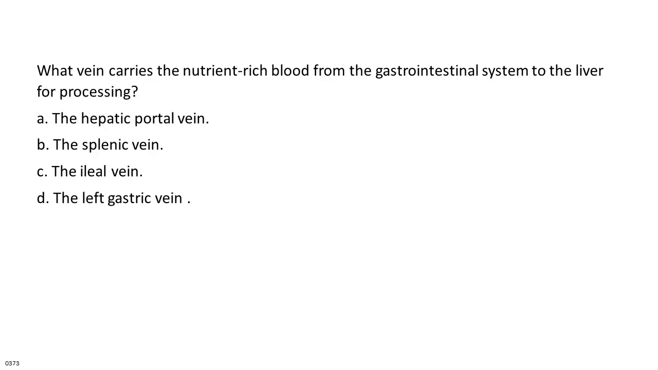What vein carries the nutrient-rich blood from the gastrointestinal system to the liver for processing? A. The hepatic portal vein. B. The splenic vein. C. The ileal vein. D. The left gastric vein.